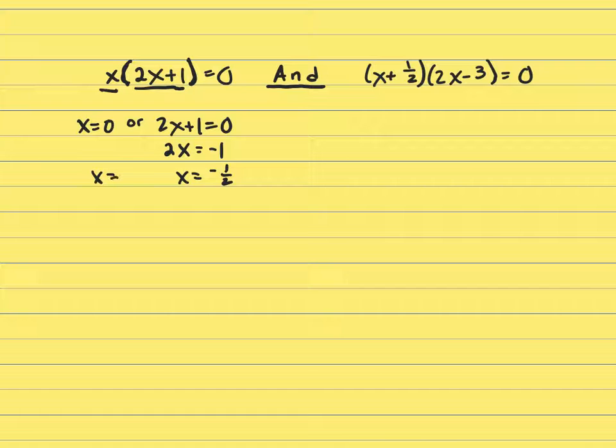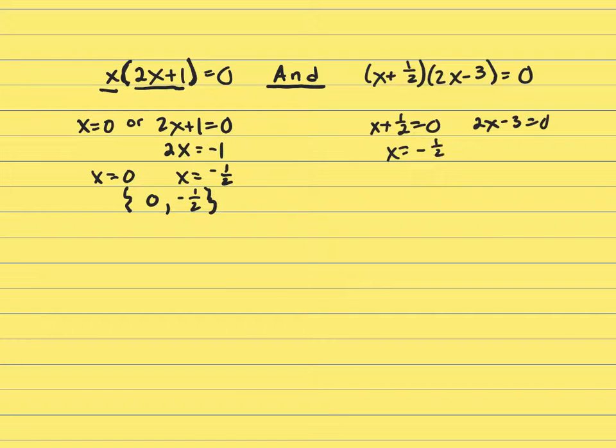So I've got x equals 0. I'm going to put them in a set. Solution of 0 and -1/2 for the equation on the left. And here, same thing. One of these would have to be 0, so set them equal to 0. So that gives me x equals -1/2, 2x equals 3, x equals 3/2.